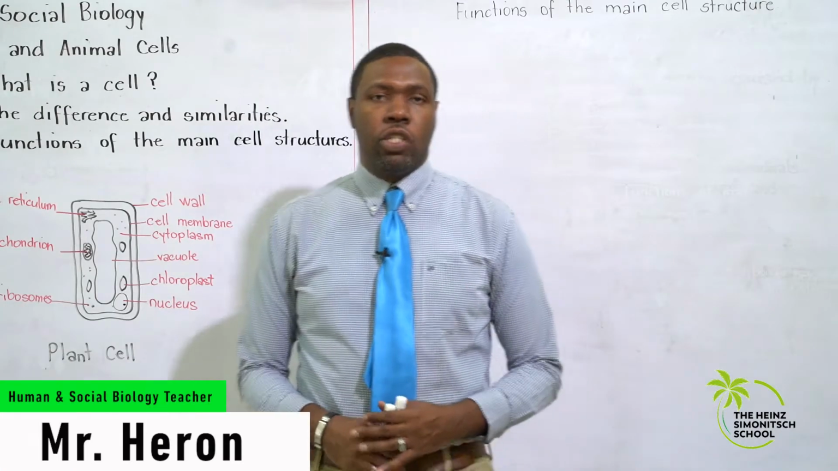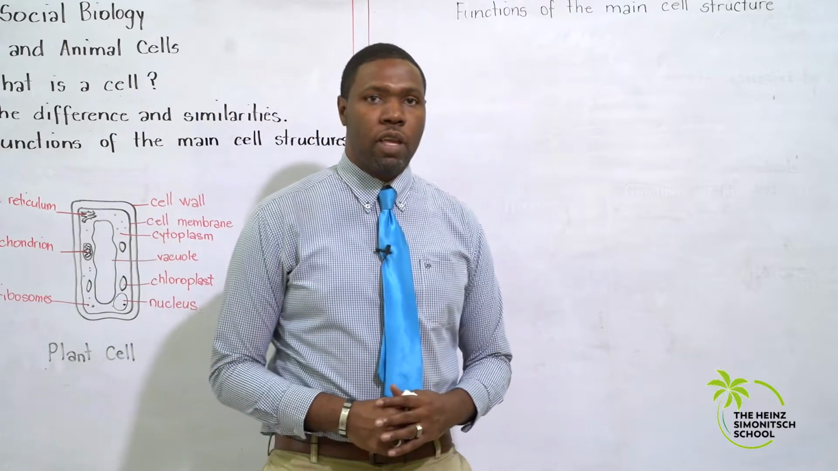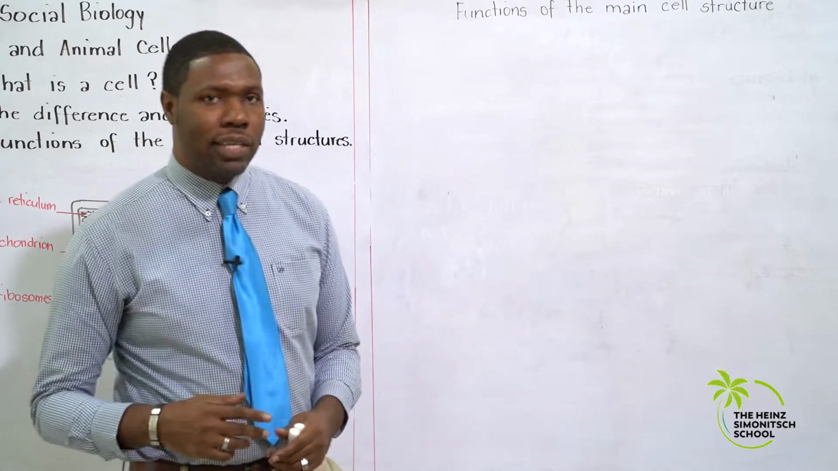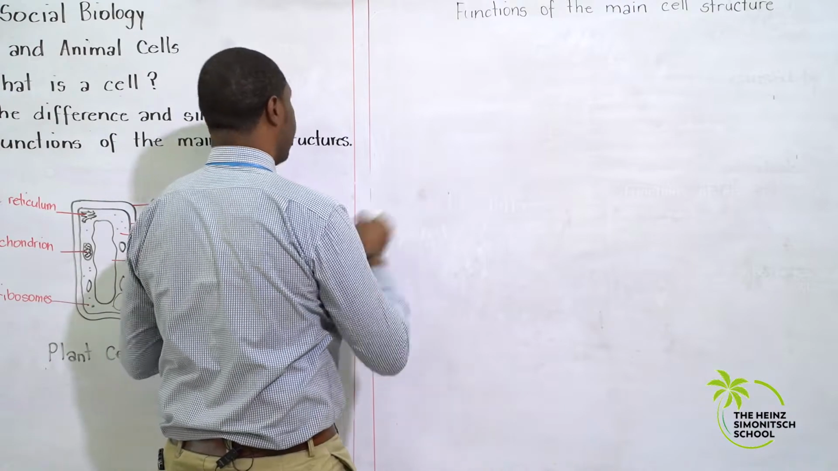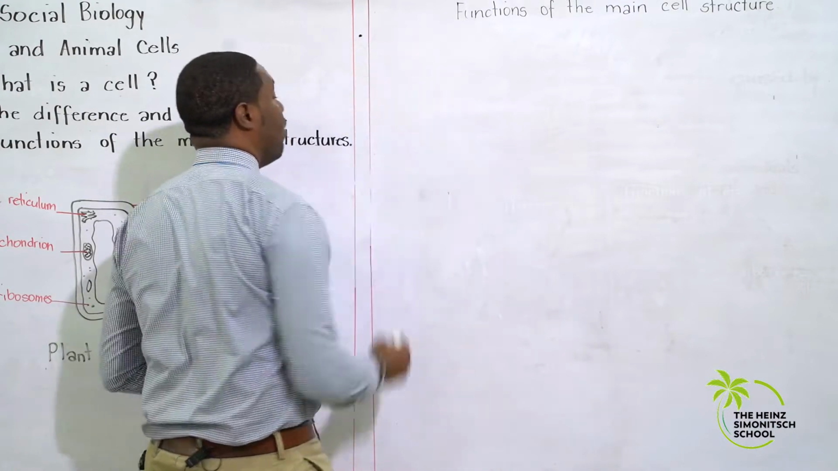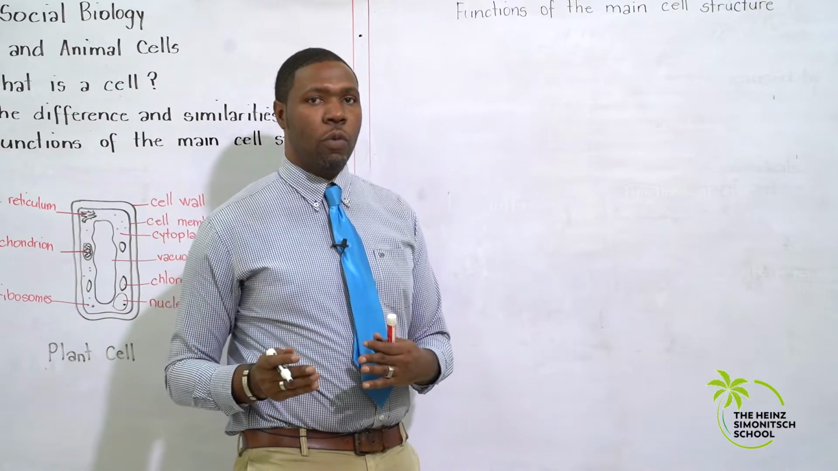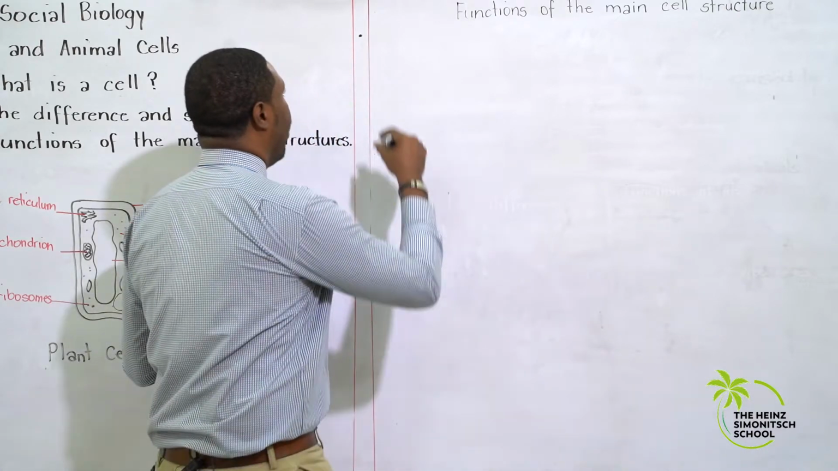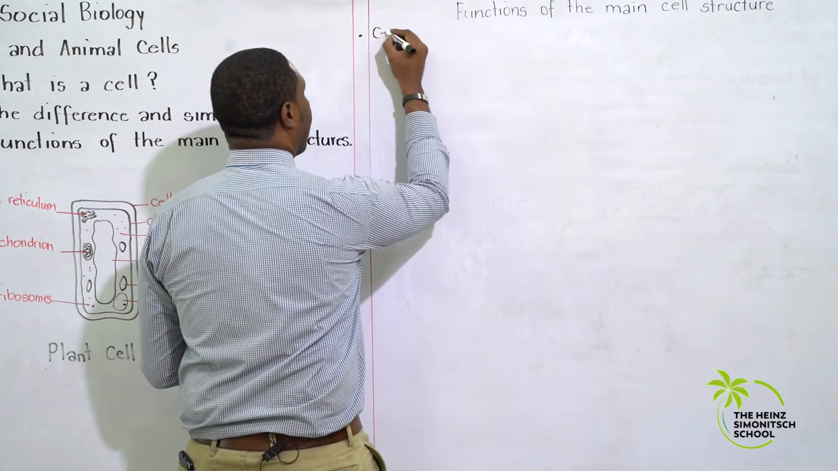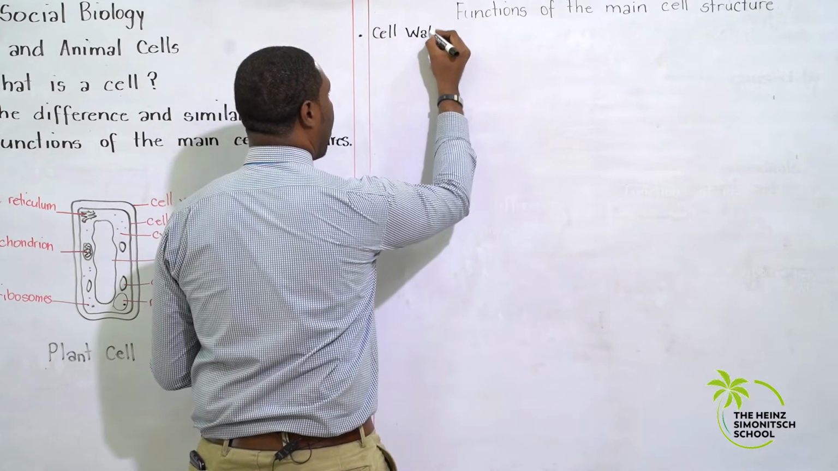All right, students. So now we're going to be looking at the functions of the main cell structures. Let's begin with the cell wall. And remember, the plant cell has a cell wall. The animal cell, that's right, no cell wall.